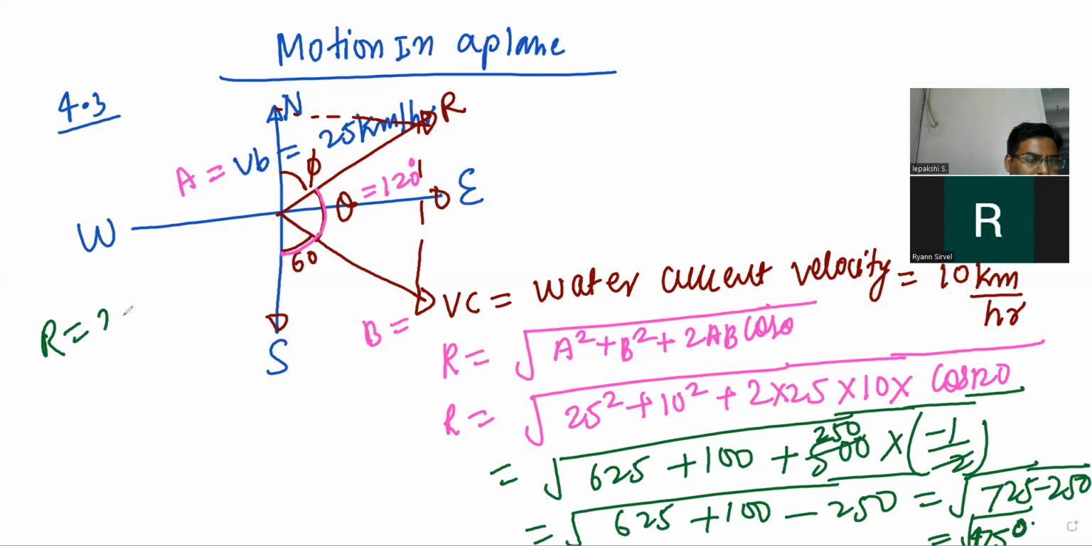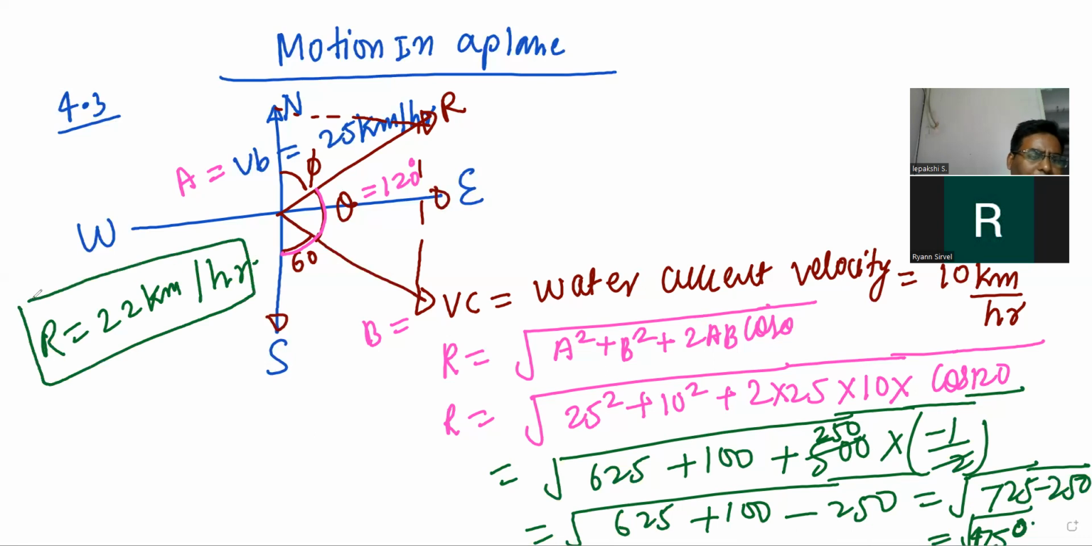So the R value we have got is 22 kilometer per hour. This we have calculated correctly: 2 into 25 into 10 into cos 120, 50 into 10 is 500. 725 minus 250. Right, so it is approximately 22 kilometer per hour as the resultant value. So right up to this point, then I will tell you the next point.